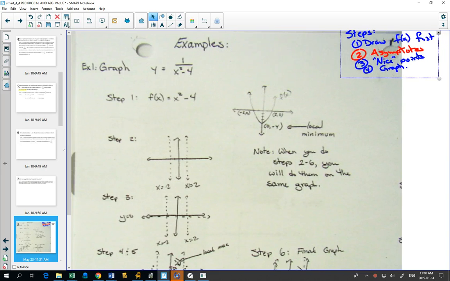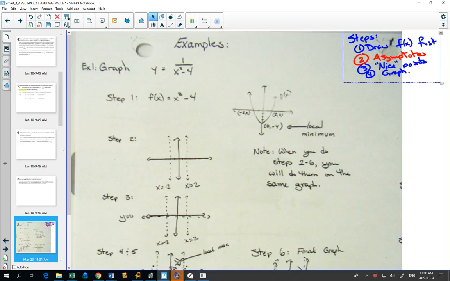I'll put that off to the side. So here's our first example. We want to graph f of x equals 1 over x squared minus 4. The first thing we're going to do is graph f of x equals x squared minus 4. That's done right here on your graph. You know that that's a parabola that's been moved down 4 units.